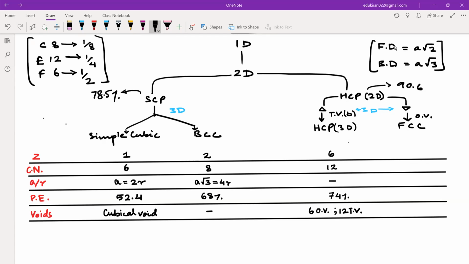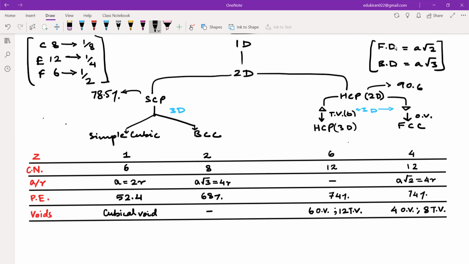And FCC, face centered cubic that we learned yesterday. Z is 4. Coordination number is 12. And the relationship between A and R? A root 2 equal to 4R. Yeah, A root 2 is equal to 4R. Packing efficiency is same, 74%. And the void is 4 octahedral voids and 8 tetrahedral voids.